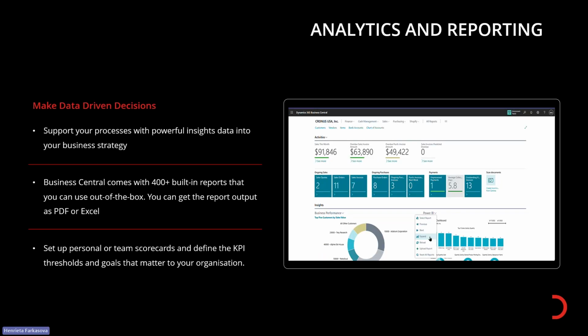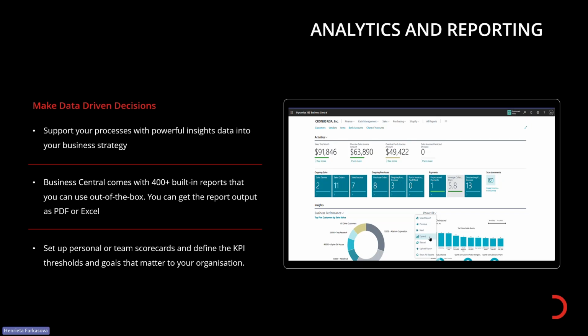And let's talk about something every business needs, but not every system delivers well. Reporting and analytics. With Dynamics 365 Business Central, everything is real time, it's connected, and it's visual. You can track key metrics like cash flow, sales performance, inventory levels, or project cost as they happen, so not weeks later. The data is always up to date because it's pulling directly from your system.